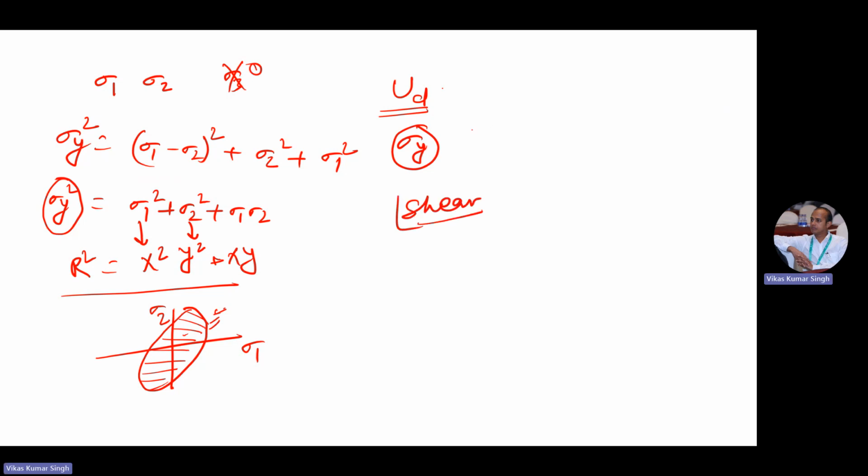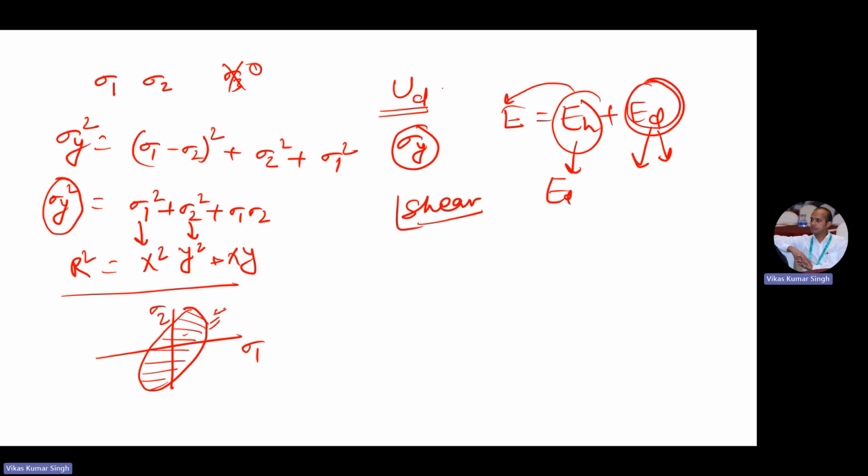So in the initial case, before this, whatever energy we were giving, that energy had two parts. One was the hydrostatic and one was the distortion. Because of the distortion, the shape of the material was changing, so it was distorting, and we calculated the expression for this. We calculated the expression for this one also. First we calculated this, and then we subtracted this from this, and we got ED.